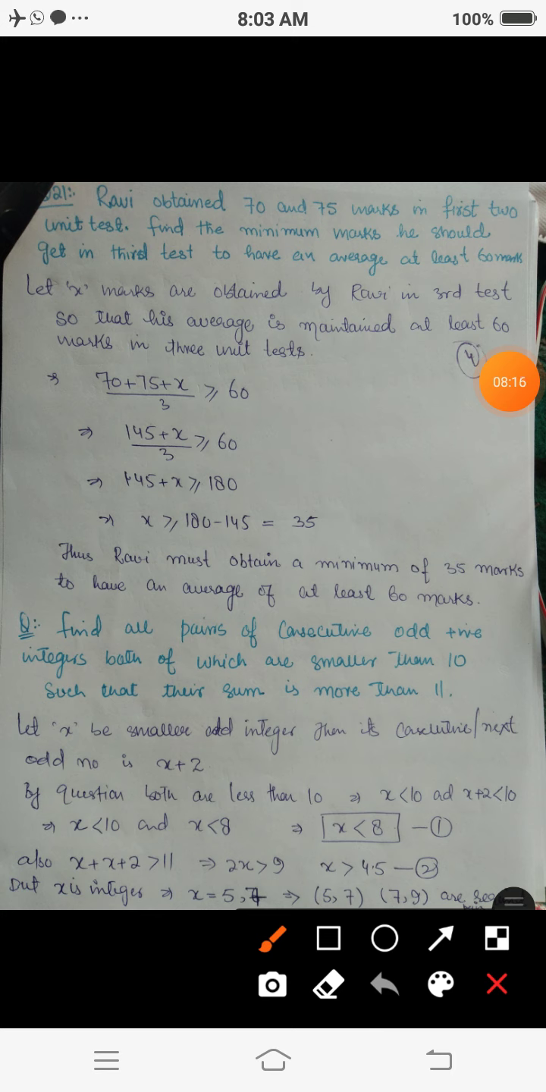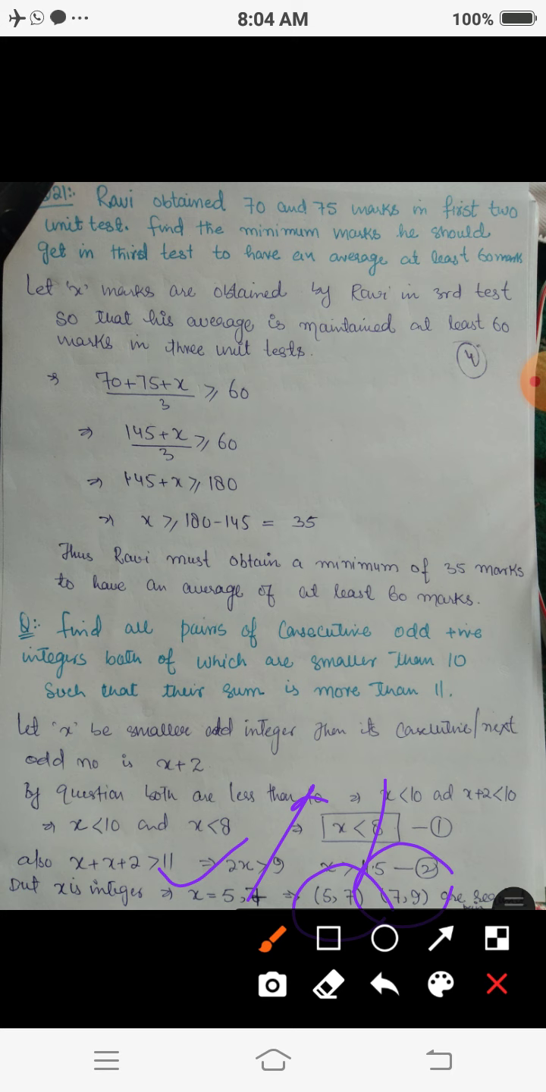So the first number is 5, and its consecutive is x plus 2, which is 7. This is one pair. Now the second is 7, and its consecutive is 9. So these two pairs, 5 7 and 7 9, are the required pairs of consecutive odd numbers which are less than 10, because 5 7 and 7 9 are less than 10 and their sum is greater than 11.